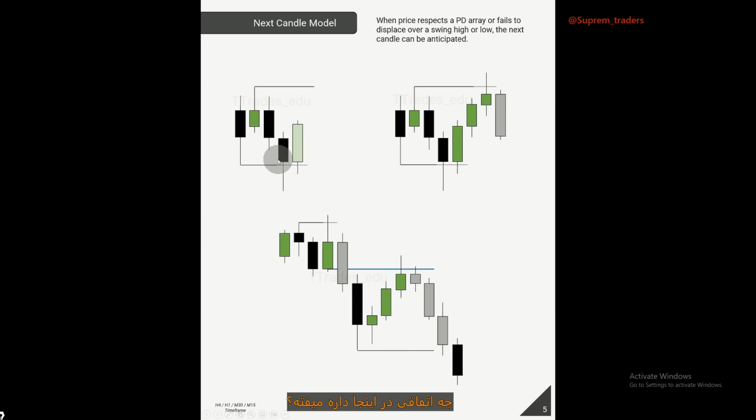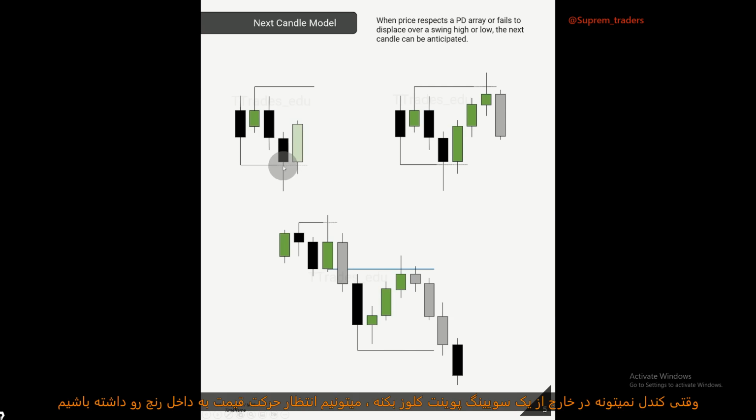What is happening here is when a candle fails to displace outside a swing point, we can anticipate price moving higher back into the range on the next candle. So for example, when this candle failed to displace out of this range, we get a move higher on the next candle, and that continues to the next swing point in the market. Here, we can't displace out of this range, so I could anticipate price moving back into the range on the next candle. We fail to displace out of this range, close back in, I can anticipate the next candle moving lower. Or, when price respects a PD array, I can anticipate the next candle moving lower to our draw on liquidity.